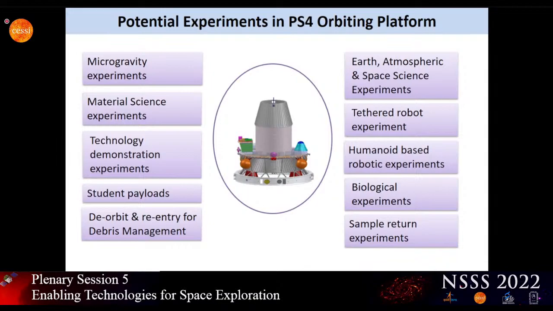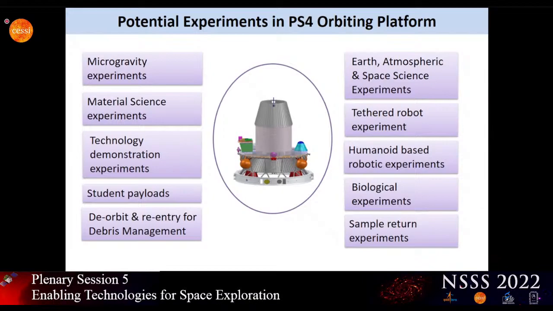Technology demonstration experiments, because there are certain payloads which can be flown, but first it has to be tested in space. Usually, it may be risky if you are going to take that payload to space. So certain technology demonstration experiments can be carried out, because you can do it with COTS kind of components. Student payloads, then deorbit and re-entry for debris management. Earth atmospheric and space science experiments can be carried out. Tethered robot experiments, humanoid-based robotic experiments, biological experiments, and sample returns.